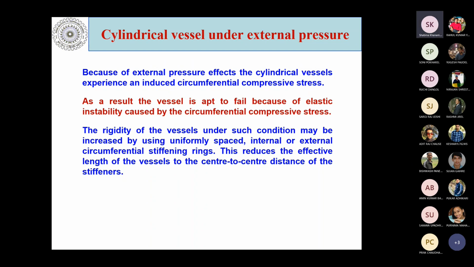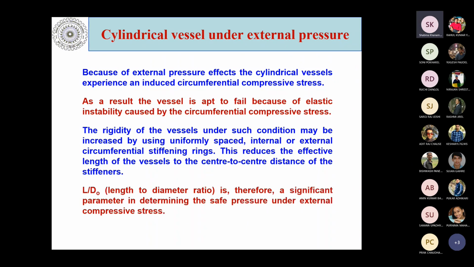So this stiffening ring provides rigidity in the vessel so that failure will not occur, and that happens because the effective length of the vessel reduces, and it becomes the distance between two consecutive stiffeners, not the tangent to tangent height. I hope you are getting my point. What these stiffening rings are, I will discuss. So here the length to diameter ratio is a significant parameter in determining the safe pressure under external compressive stress.